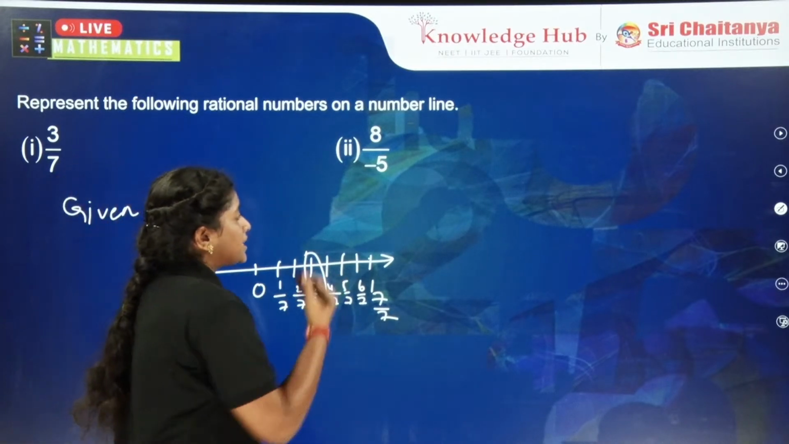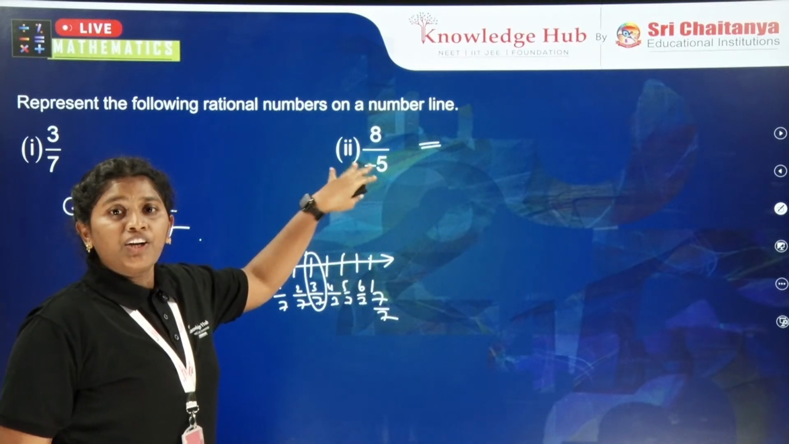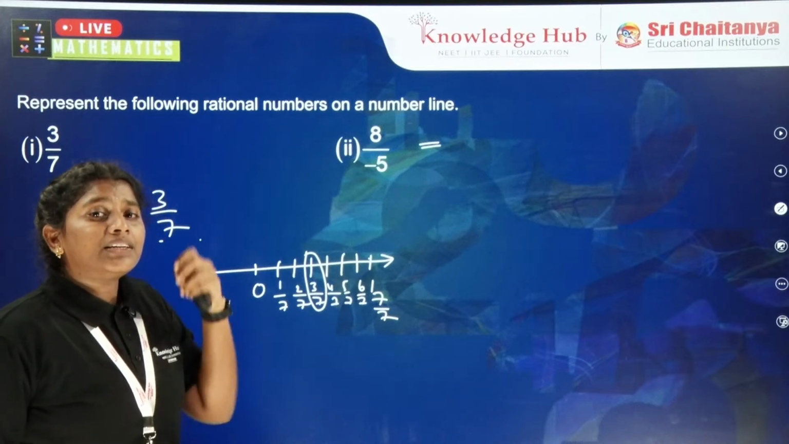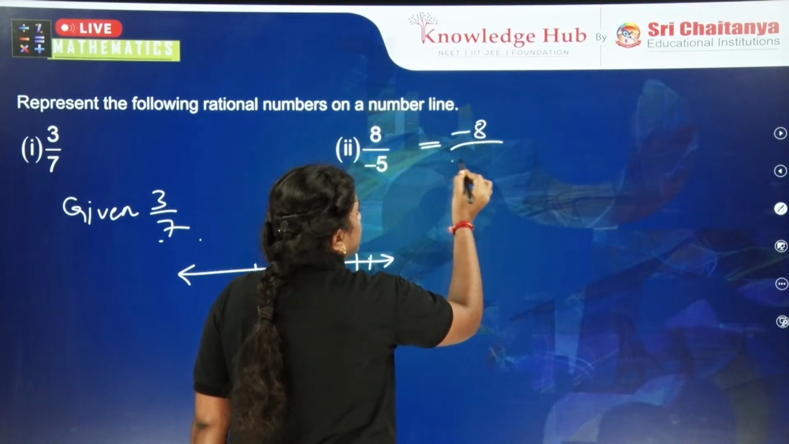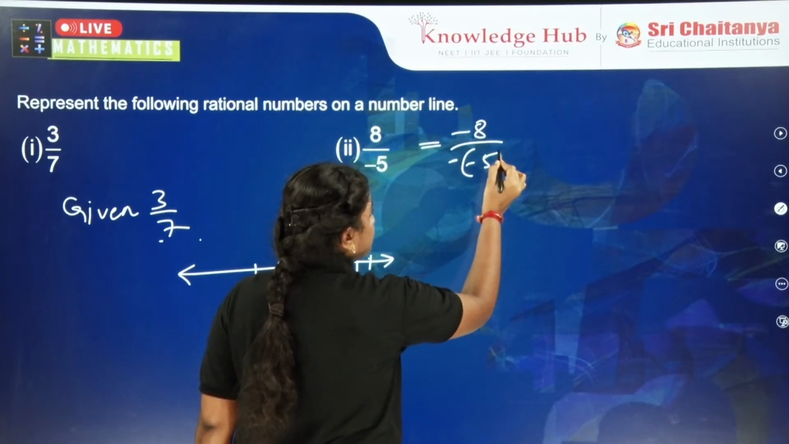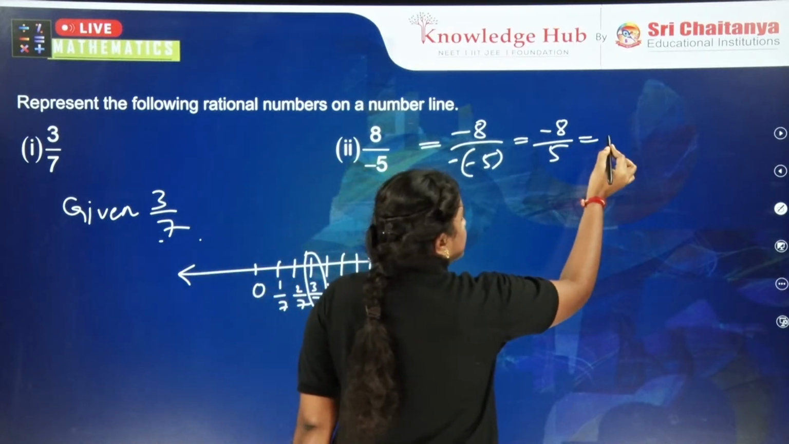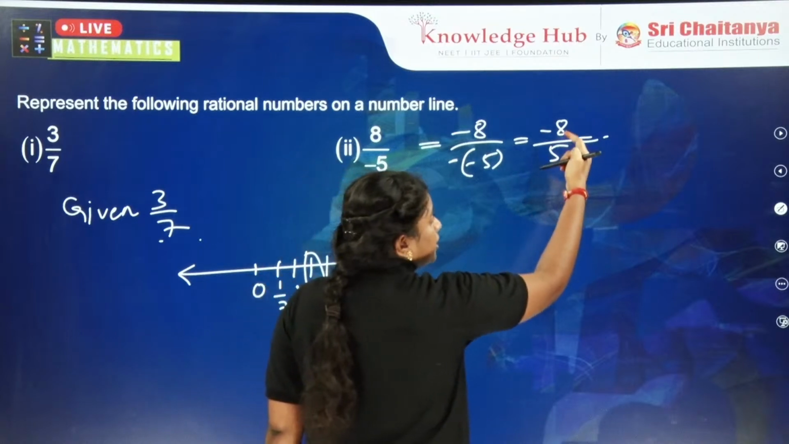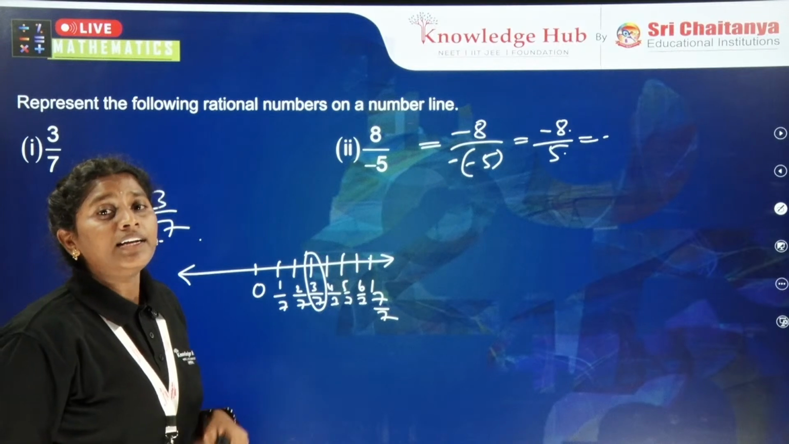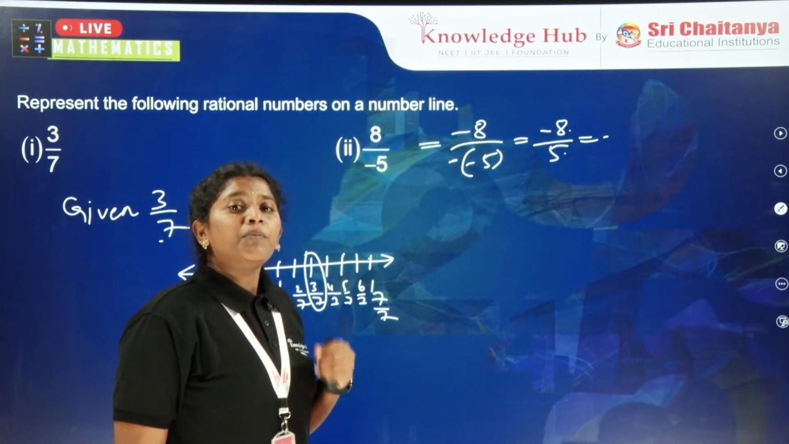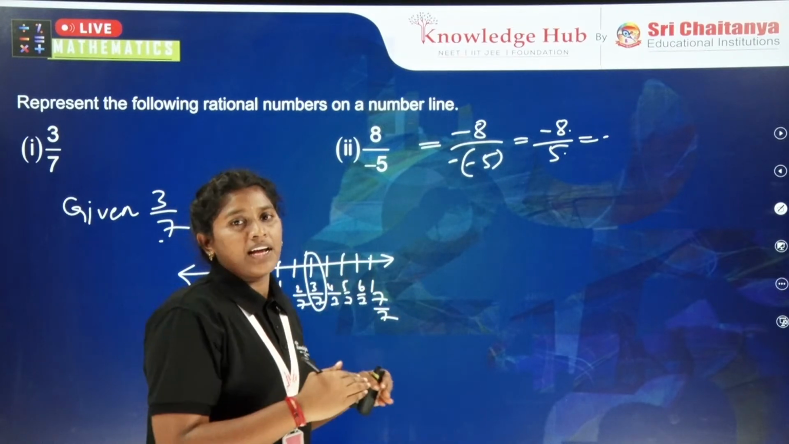Now moving to the next, 8 by -5. If you observe here, we are having a negative sign in our denominator. So we are going to eliminate that negative sign by multiplying both numerator and denominator by minus. So now -8 by minus into -5 will give you -8 by 5. Now keep your minus sign aside, and if you check the given rational number, it is 8 by 5, where the numerator is greater than the denominator, so it becomes an improper fraction. Now we are going to convert that improper fraction into a mixed fraction.